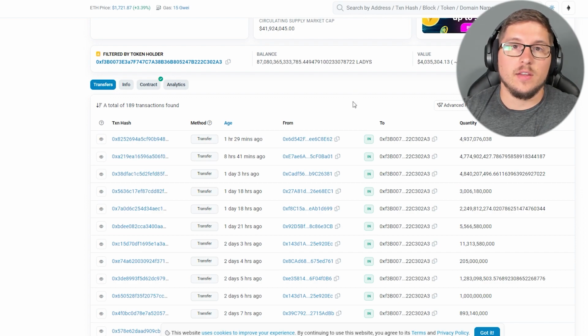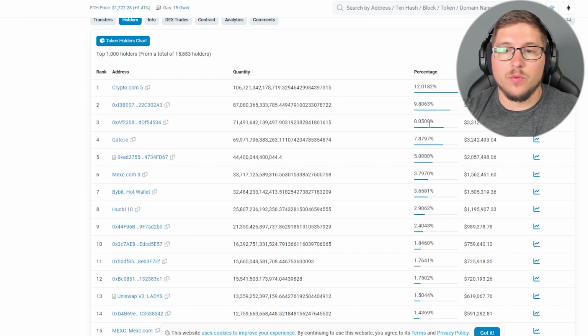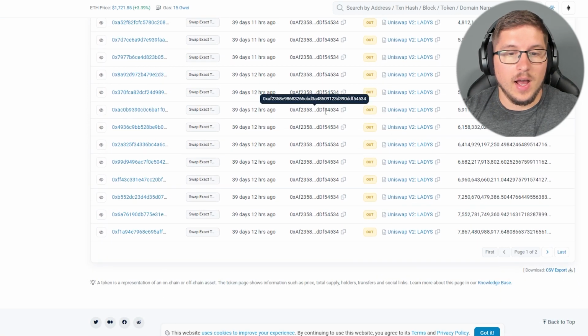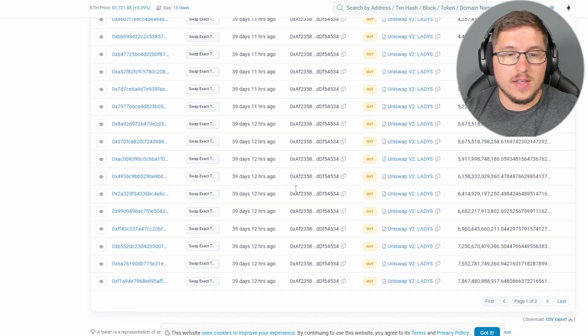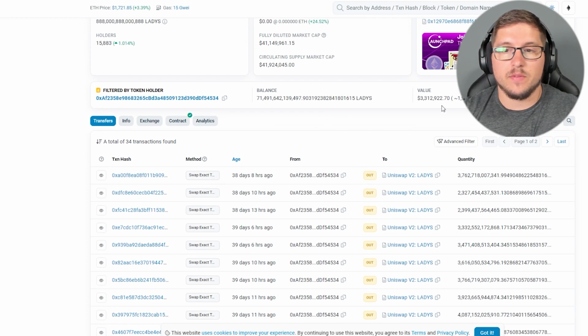I guess you will need to make that decision for yourself as to what this wallet is. Then we have another wallet which is holding 8% of the whole total supply, and this wallet is also inactive. You can see that for the past 40 days he was selling tokens, but then he stopped, and I have no clue what we can expect from this wallet.